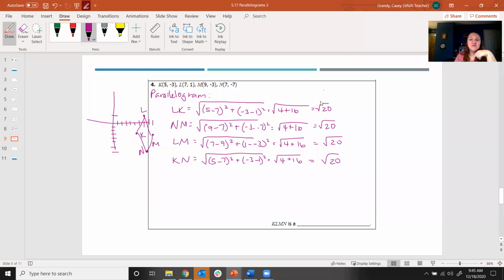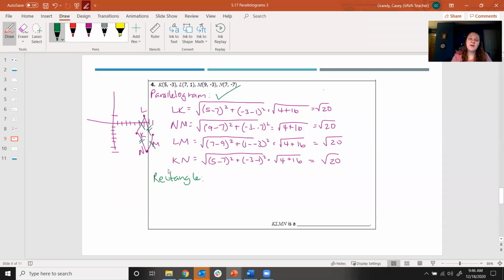So you should have gotten the square root of 20 for each one. And if you simplified that, you would have 2 root 5. And it's okay if you simplified it to 2 root 5. But in any case, we just proved that the opposite sides were congruent. So we just proved that LK was congruent to NM, and we proved that LM was congruent to KN. So that proves it's a parallelogram. So check, it's a parallelogram.